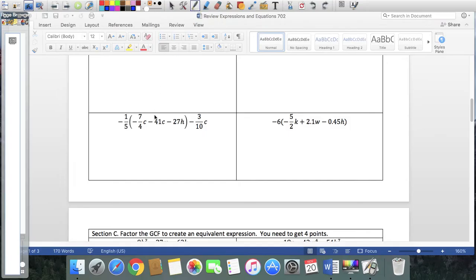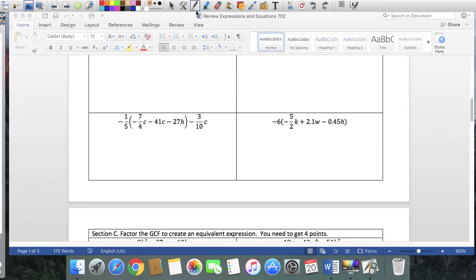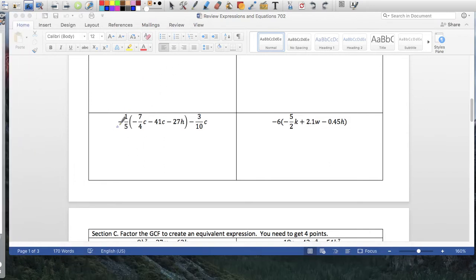Next, yuck. Let's do this one. So over here, again, it's a positive, negative, and not negative. So I know it's going to be positive, and let's just multiply out. 7 times 1 is 7. 5 times 4 is 20. It's going to be 20c. Second one is negative and a negative again, so it's positive. And 1 times 41 is 41 over 5c. Last one, negative and a negative is a positive, and 1 times 27 is 27, and on the bottom is 5, but that's h. And then minus 3/10 c.